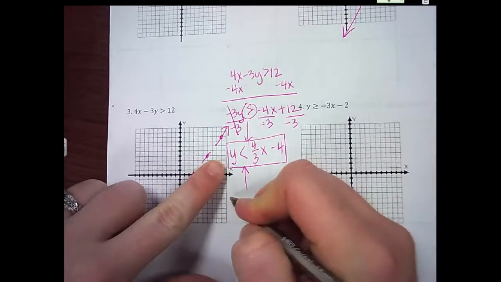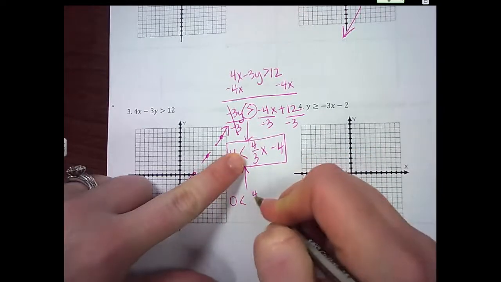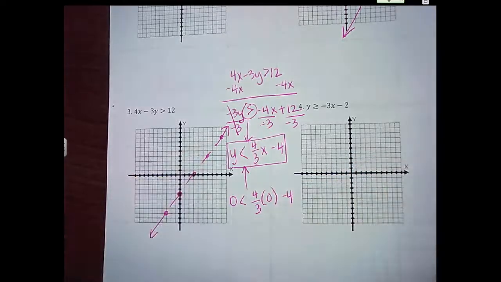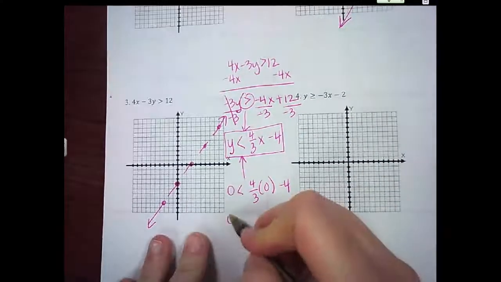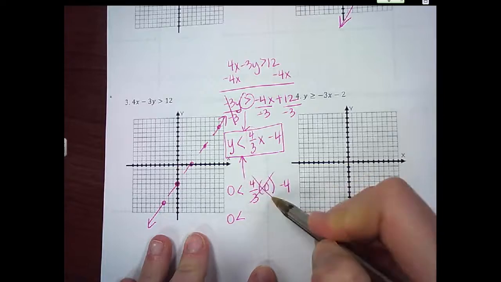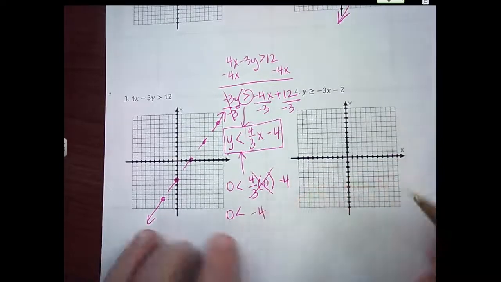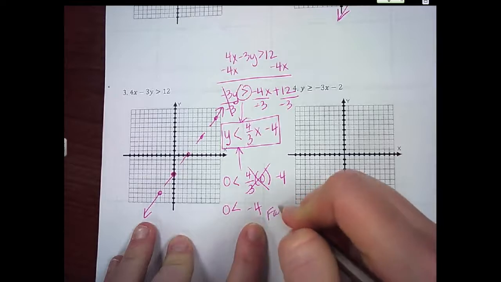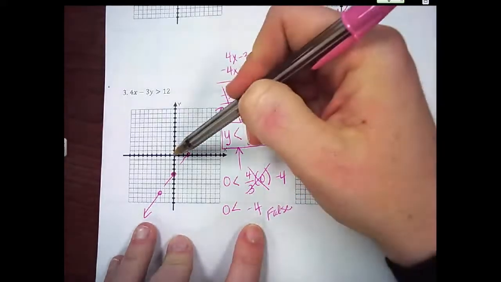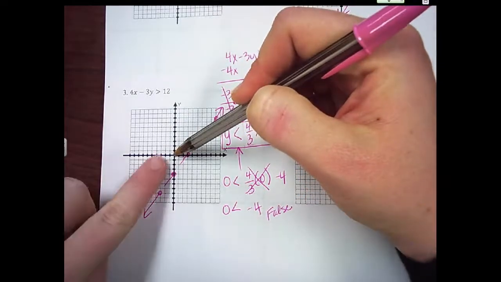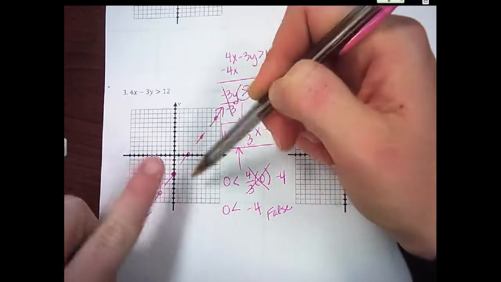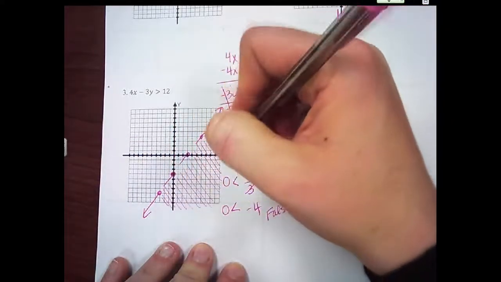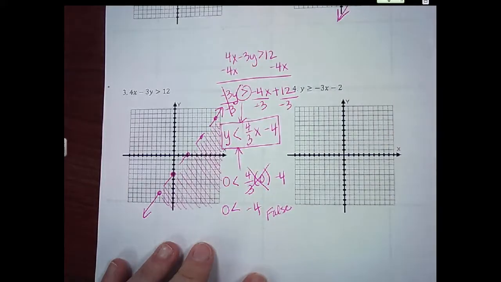So I put 0 into the y, and I put 0 into the x, minus 4. So 0 is less than 4/3 times 0, which goes away. Is 0 less than negative 4? That would be a no, or false. So here's 0, 0. Because it was false, 0, 0 is not a solution, which means I need to go to the other side of the line, and everything on this side of the line is a solution. So that's where I shade.